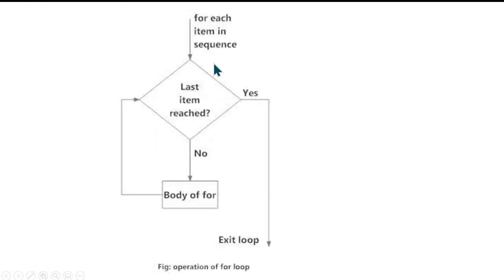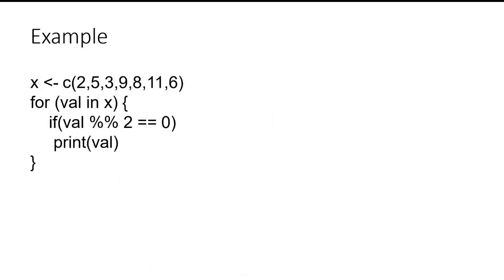So what it does is it asks a question for each item in a sequence. It asks the question, and then if the answer is yes, it goes into the loop, and then it goes over and over again. When it's complete, it will exit the loop. That's how it works. But we will see that in code, which will be easy.